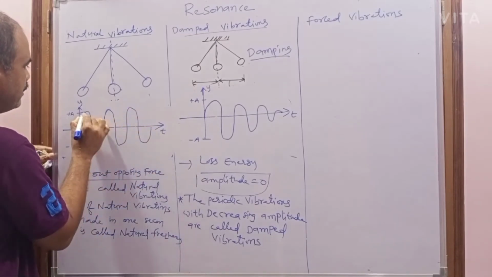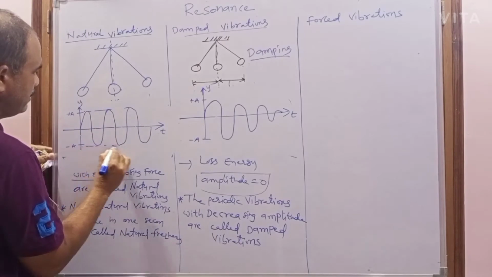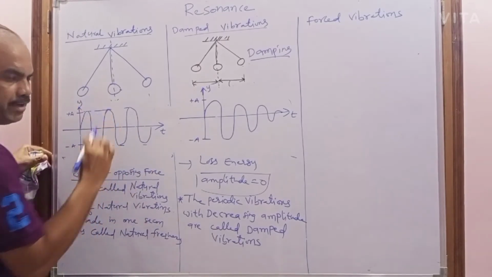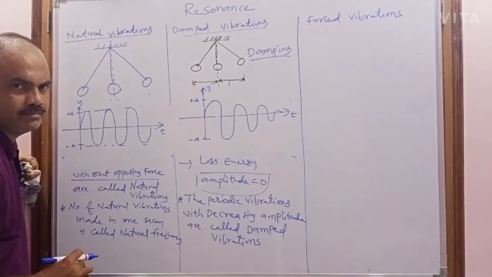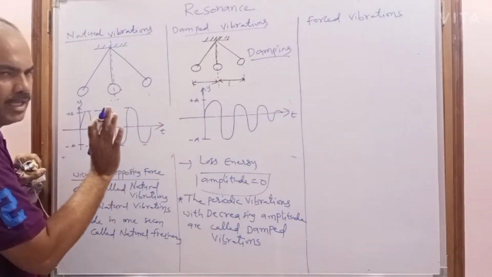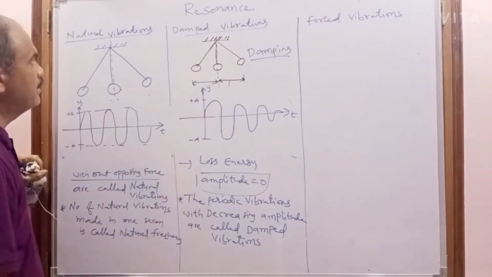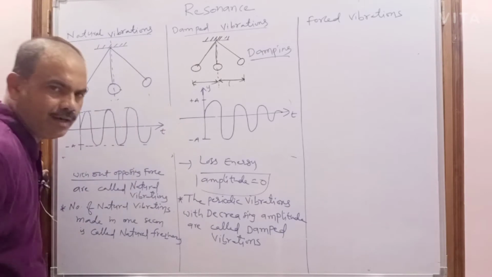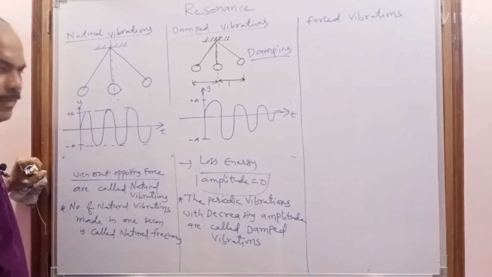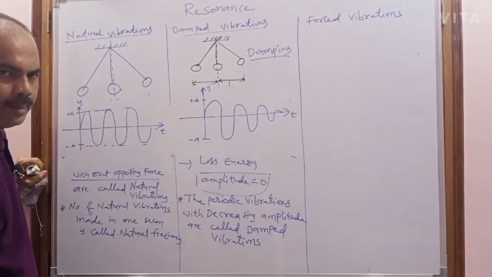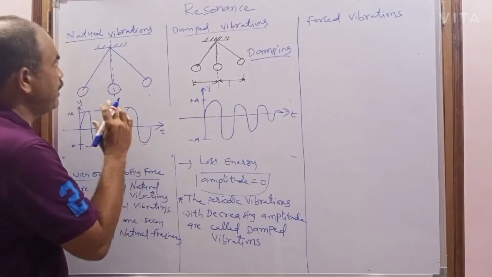It never decreases. Imagine this never decreases. And they will maintain the constant amplitude. Then making the to and fro motion, the amplitude will never decrease. So that's why these vibrations are called natural vibrations. So remember, every body has some natural frequency.